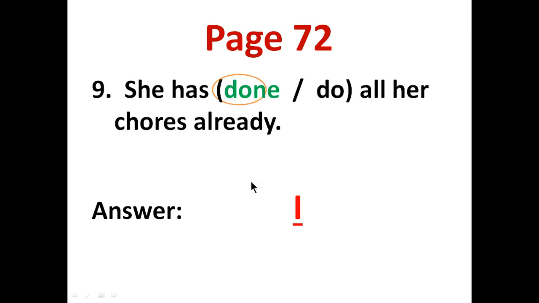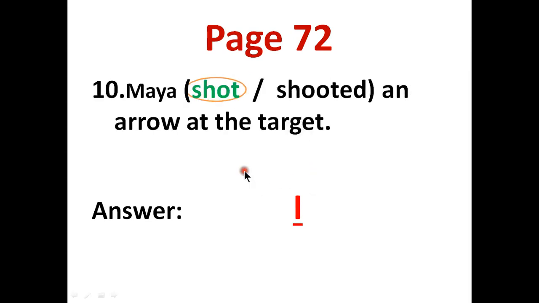Number 9. She has done all her chores already. Do, did, done. So done is an irregular verb. The last one. Maya shot an arrow at the target. Shoot, shot, shot. So shot is an irregular verb. So far we have concluded our pages 71 and 72. These two pages are dealing with regular and irregular verbs.